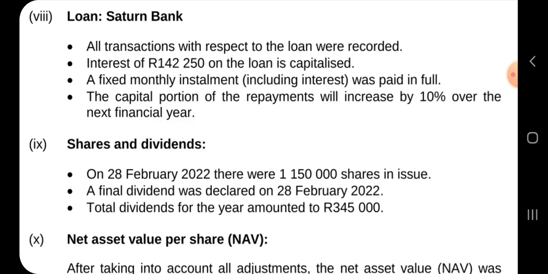All transactions with respect to the loan were recorded. Interest of 142,250 on the loan is capitalized. A fixed monthly installment, including interest, was paid in full. The capital portion of the repayments will increase by 10% over the next financial year. So this capitalized interest is the one that will be interest expense on the income statement.